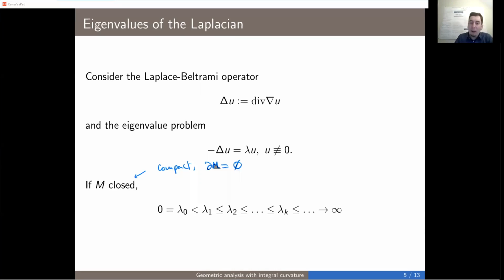And if the boundary is empty, then the first eigenvalue, the smallest eigenvalue, is going to be 0 automatically, because you can just plug in a constant function. Any constant function is going to satisfy this equation with lambda equal to 0. So there's a lot of interest in studying the first non-zero eigenvalue, this lambda 1 here. In particular, it's interesting to find upper and lower bounds for lambda 1, because those are related to many other inequalities in analysis.